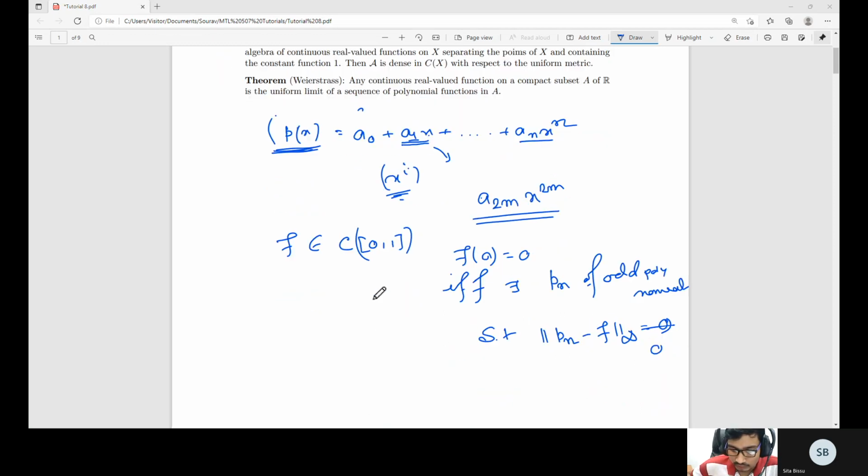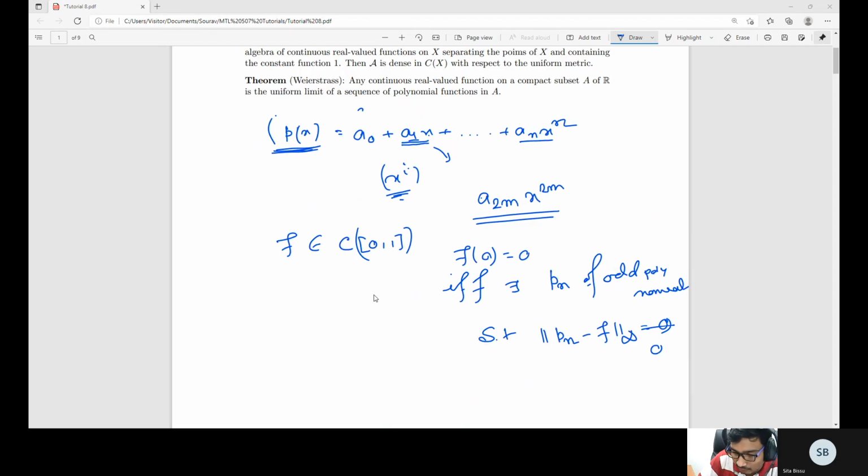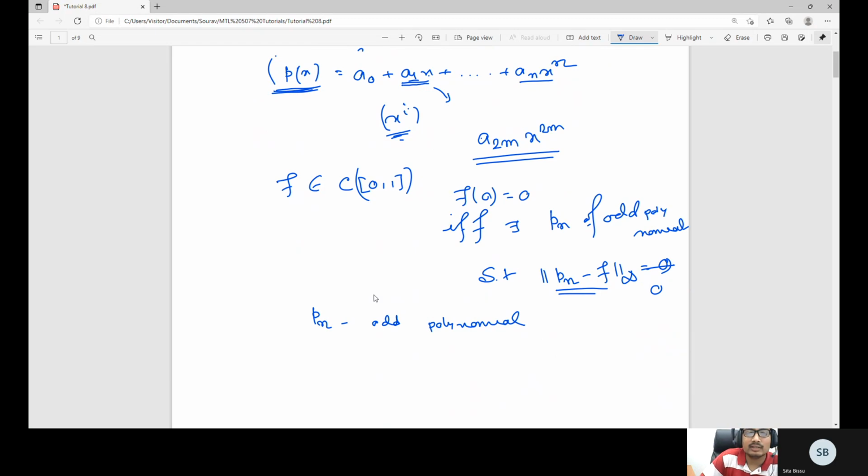So what do you feel? Suppose there is a polynomial. First of all, what can you say about the polynomials if they are of odd degree? So if Pn is an odd polynomial, then what can you say? Its constant term is 0, right? So there is no constant term in this polynomial. Then what can you say about Pn(0)? This is equal to 0, right?